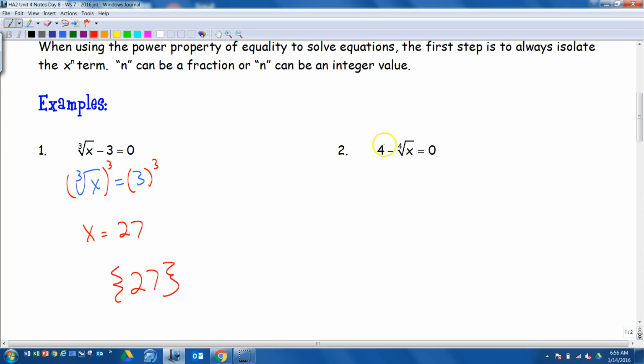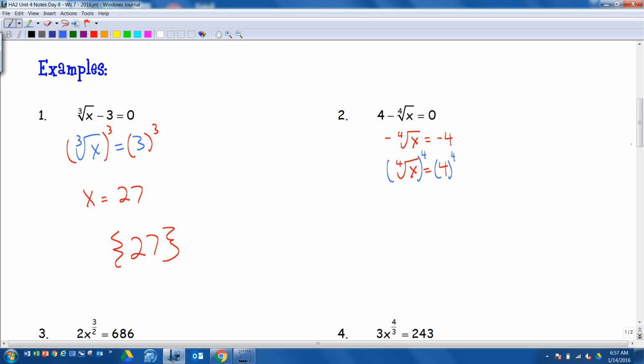Alright, number 2, you move the 4 over, divide by -1, and now you can raise both sides to the fourth power. Now you have to be careful. It's okay so far what we've been doing, but you have to be careful if you raise something to a fraction, because then you're rooting it, and you have to think about if it's going to be plus or minus versus just one solution. But in this case, we're not raising it to a fractional exponent. So you get x is equal to 256. So if you plug that in, the fourth root of 256 is 4, and 4 minus 4 is 0, so that is a solution.